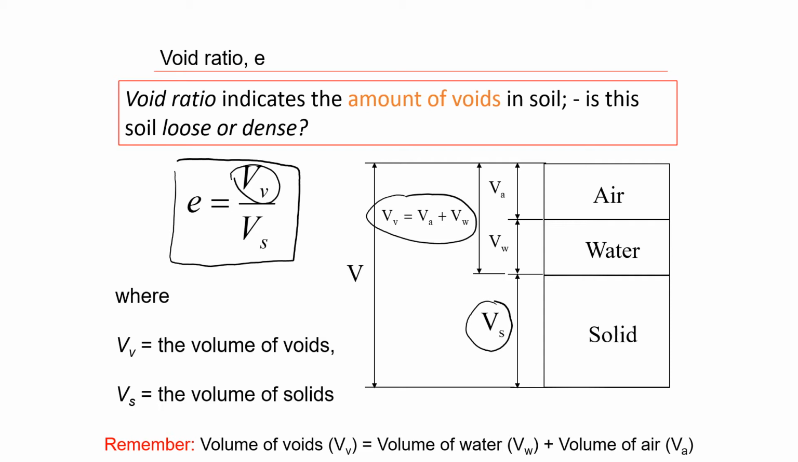If we have lots of voids, then this void ratio will be very high, which means that the soil is loose. If we don't have lots of voids in the soil, in this case the void ratio will be relatively small, which means that the soil is dense.